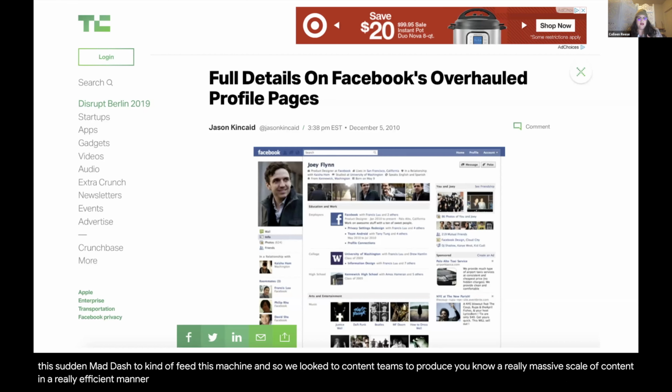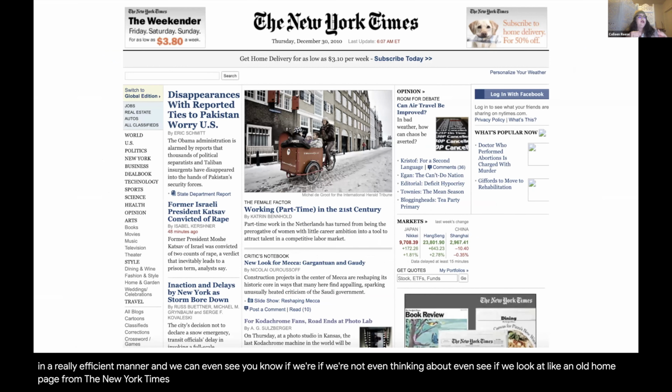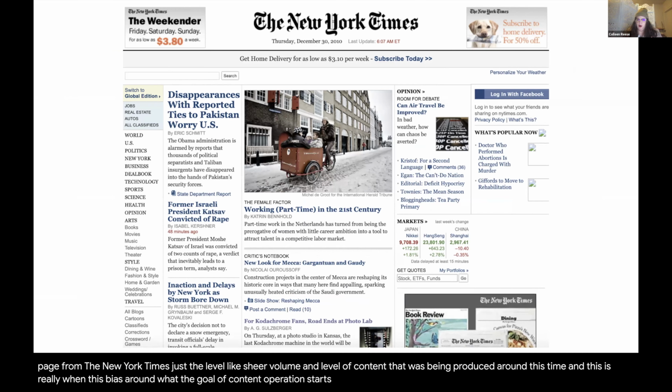Even if we're not thinking about something like social media, we can see it if we look at an old homepage from the New York Times, just the sheer volume and level of content that was being produced around this time. And this is really when this bias around what the goal of content operations is starts to form.